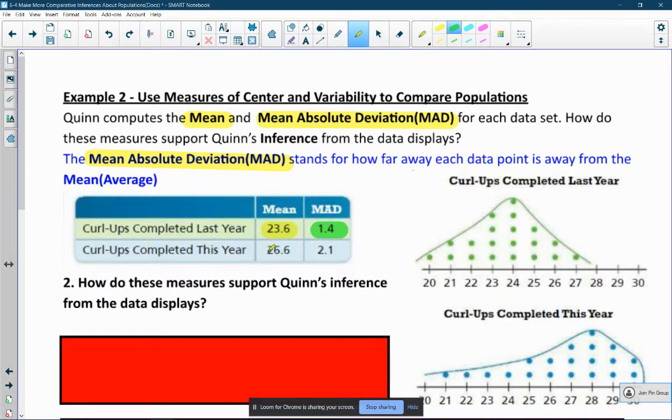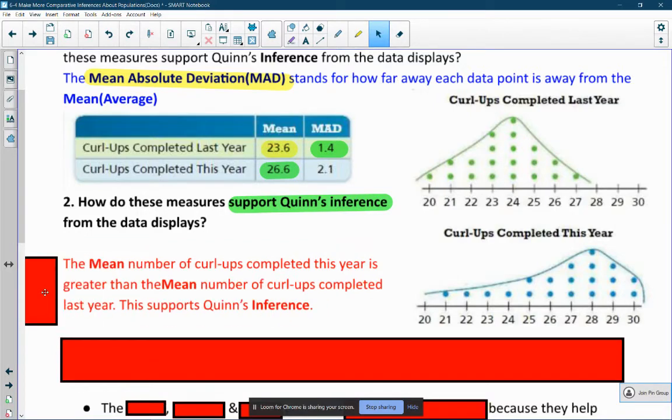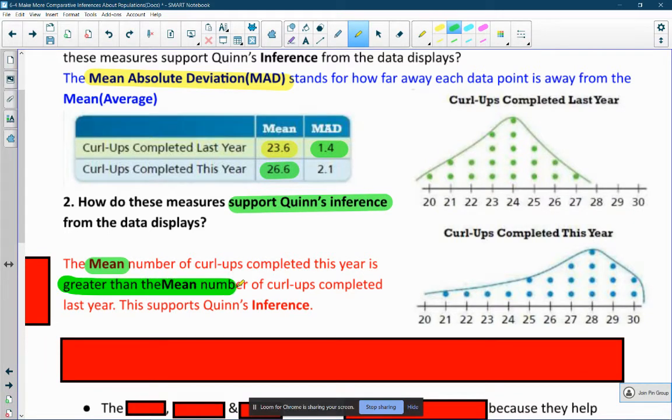So we look at the mean from this year, 26.6, obviously it's greater. Right, and that was indicative from our little curves that we drew. And people were 2.1 away from that mean. So how do these measures support Quinn's inference, right? We want to make sure it's valid, so we use data to support that. So the first thing we can say, the mean number of curl-ups, or average, completed this year is greater than the mean curl-ups completed last year, right? 26 is greater than 23. So this supports Quinn's inference.